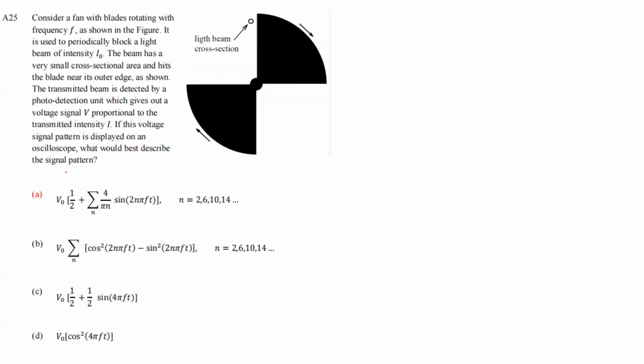So we need to find the signal pattern which will appear on the screen. The problem states that you have a rotating fan with two blades, half the circle covered, rotating at frequency f. When the fan spins, the beam is blocked half the time and transmitted half the time. So the transmitted intensity versus time is a square wave.